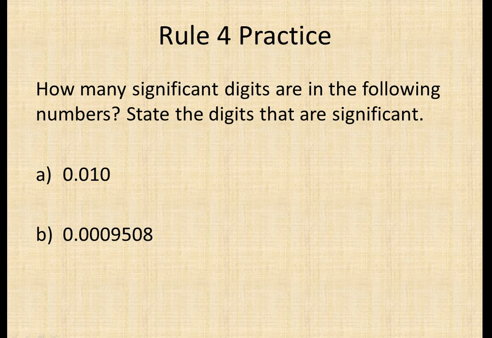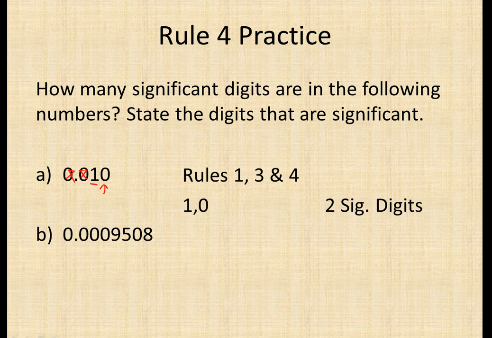Alright, now that you've tried these examples, let's take a look at A. So we have 1 as our first non-zero digit, so that means that this 0 and this 0 are not significant because of rule 4. And we have a trailing 0 here, which is significant, so due to rules 1, 3, and 4, we have 1 and 0, and we have 2 significant digits.